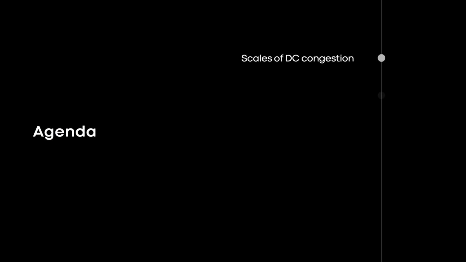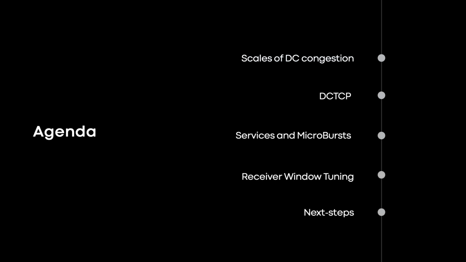Here is the agenda for our talk. We'll discuss scales of DC congestion using data center TCP, service-specific microbursts that happen, receiver window tuning, and some next steps.